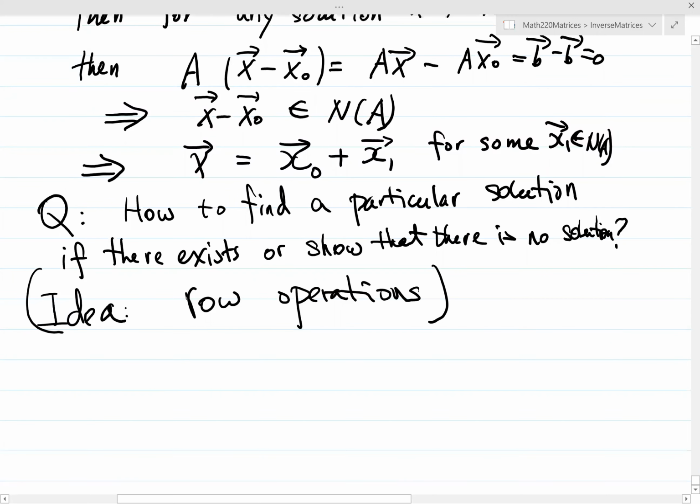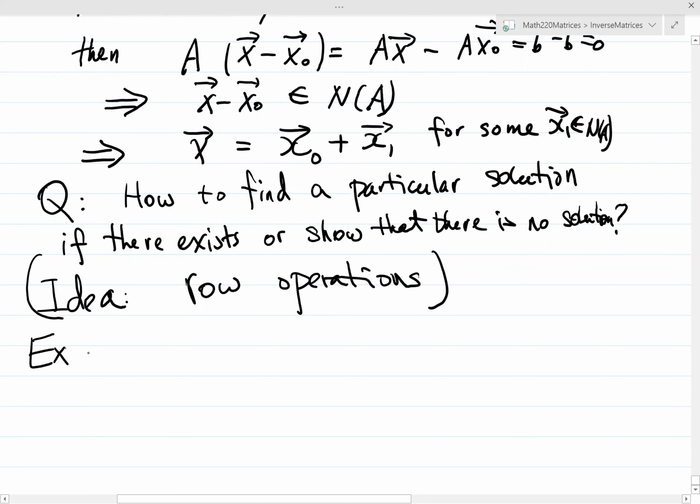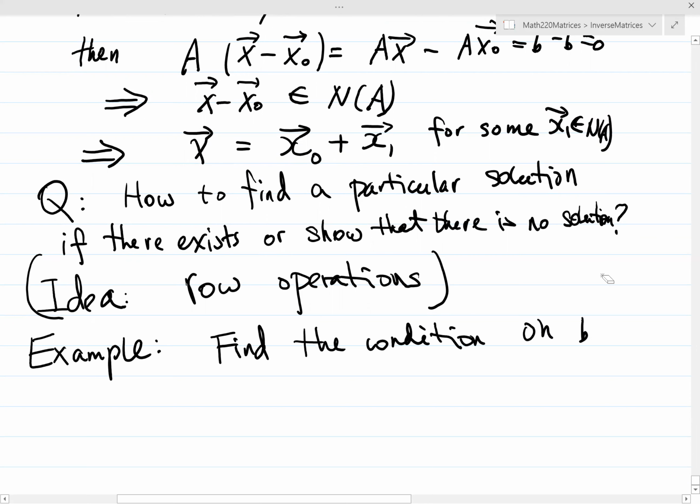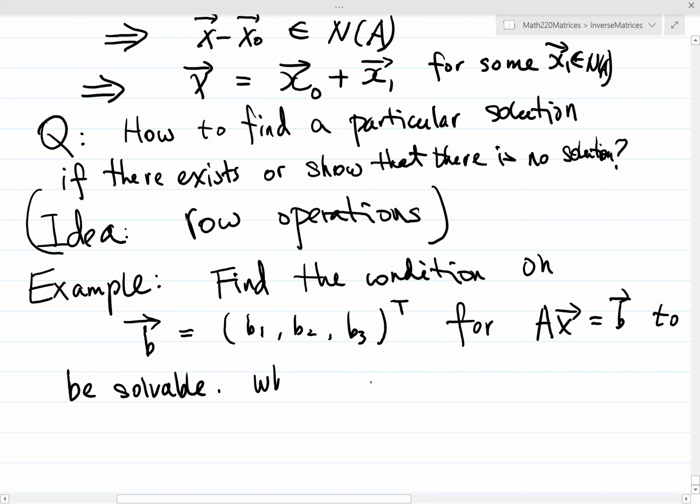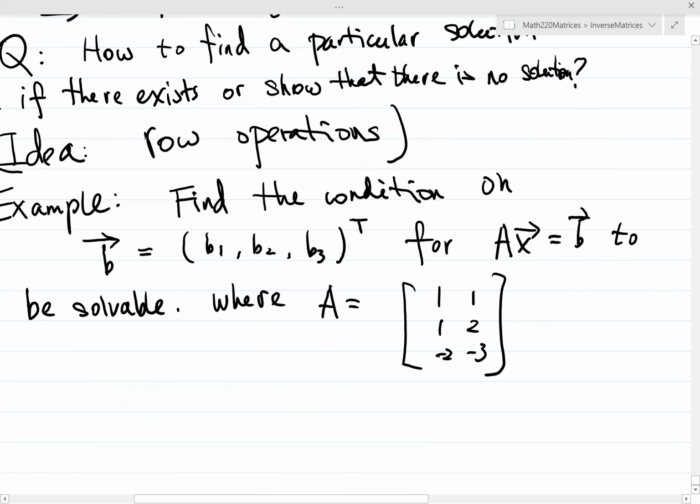Now let's do one example. Find the condition on the vector B, which is B1, B2, B3 transpose, for which Ax equals B to be solvable, where A is this matrix: 1, 1, 1, 2, -2, -3. It has 3 rows, 2 columns, so it's a 3 by 2 matrix.